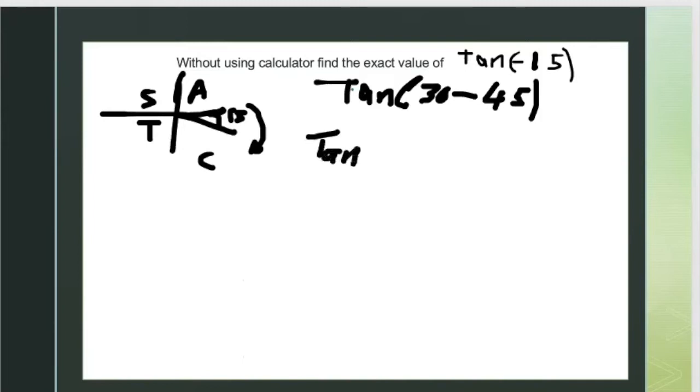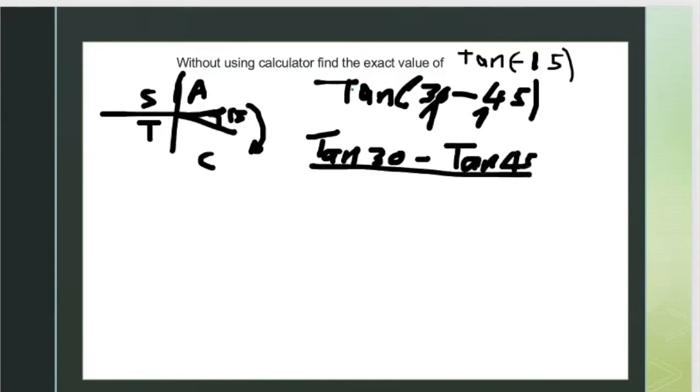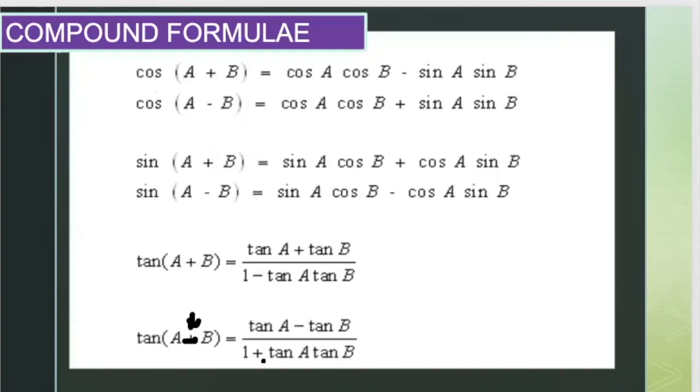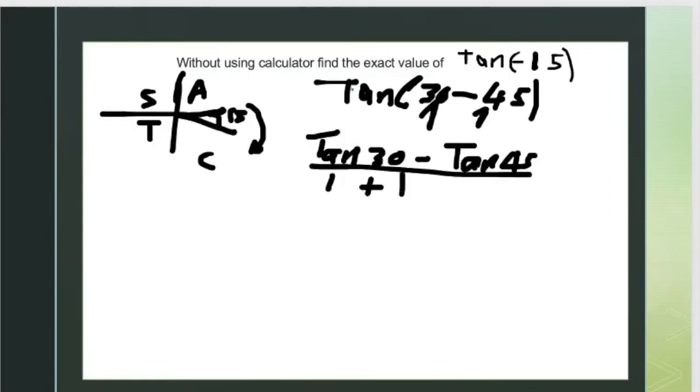So right here, I am going to have this as tan. Now A is the first one, so A is 30. So I'm going to have tan 30 minus, B is the second one, so I'm going to have tan 45, all over 1 plus, because there's a plus in the denominator of the formula, then tan A tan B. So I will have tan 30, and then I'll have tan 45.